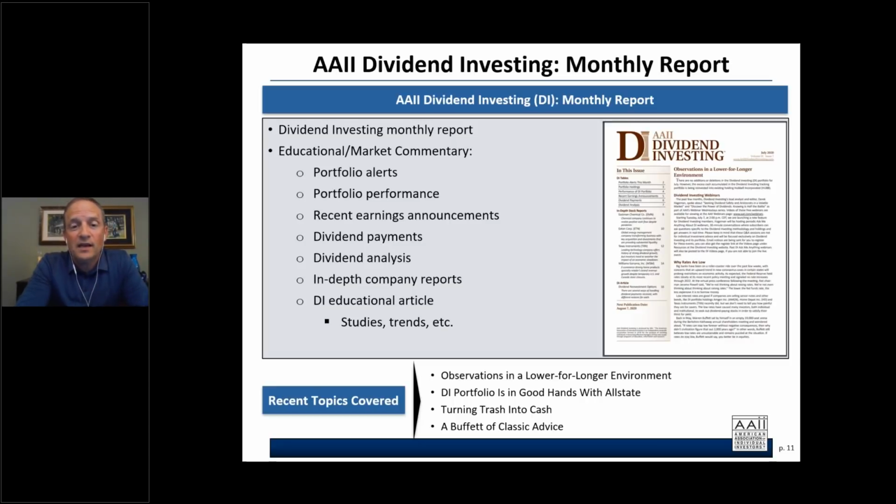So some of the recent topics that I covered. I talked about observations in a lower for longer environment after the Fed came out at one of its last Fed meetings, how they talked about they don't foresee raising interest rates throughout 2022 and probably not until well into 2023. I had one monthly report called DI Portfolio. We called it It's in Good Hands with Allstate. Allstate is one of the most recent additions to the portfolio, so I got into the thesis for why we were adding that to the portfolio.